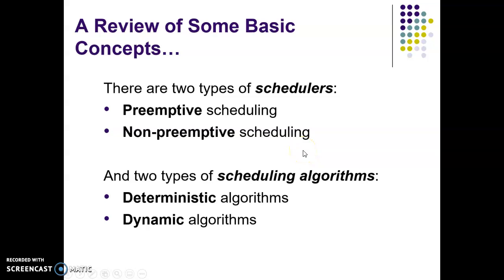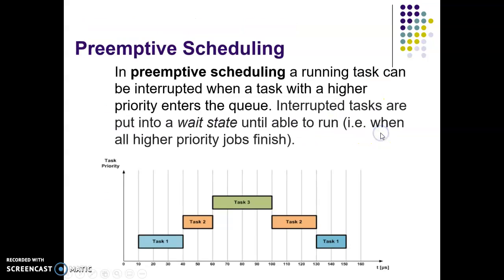Okay, there are two types of schedulers, preemptive and non-preemptive, and we'll talk about those shortly, and two types of scheduling algorithms, deterministic algorithms and dynamic algorithms. Okay, preemptive. As you can see from the example below, task 1 comes in because it has the highest priority, but then another task, task 2, comes in with a higher priority, so it preempts task 1, and then another task, task 3, preempts task 2. So task 3 finishes, then task 2 can finish, and then task 1.